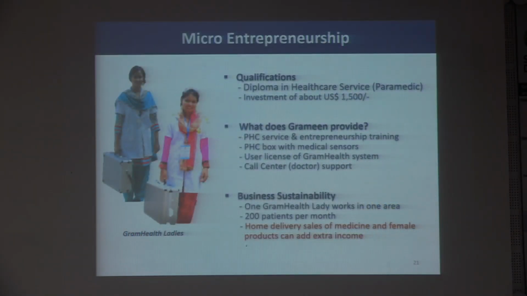And the micro-internship model, how this system works in the rural area. As I said, we grow this kind of health worker in the rural area. What they need is a diploma in healthcare services. In Bangladesh, we have a 2-year diploma program. If somebody has that qualification, and if she can invest only $1,500, then she can be an entrepreneur. And Grameen provides her intensive training for the whole system and service.